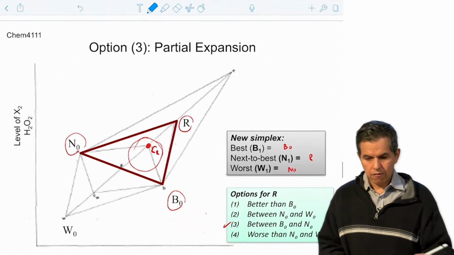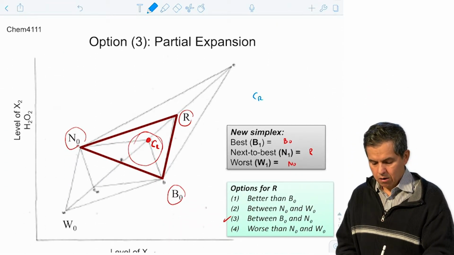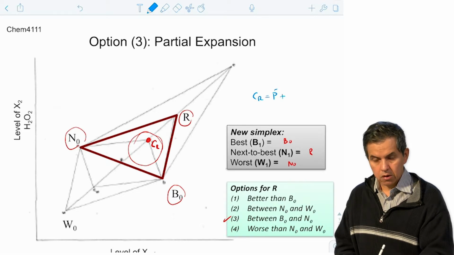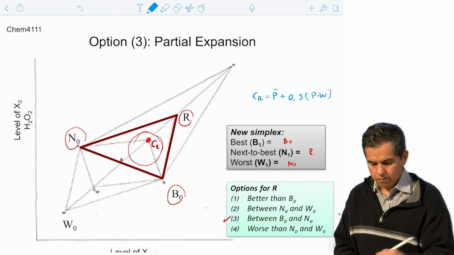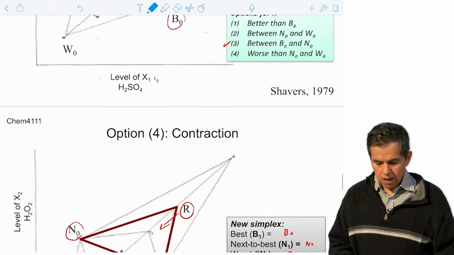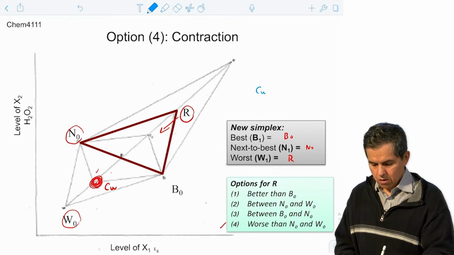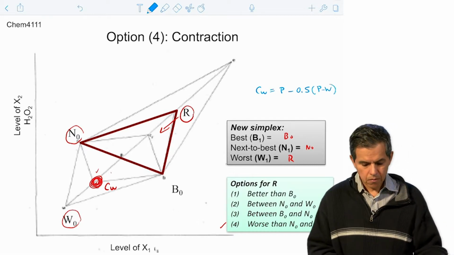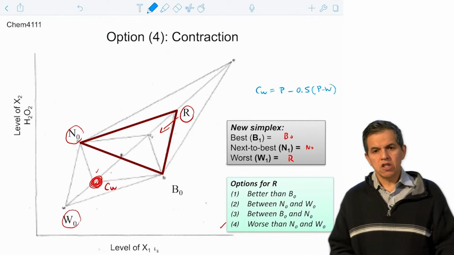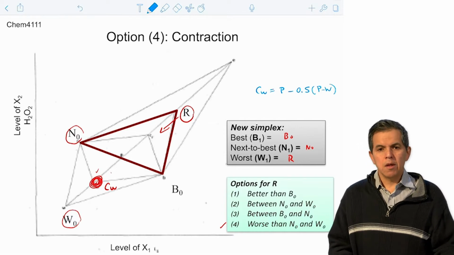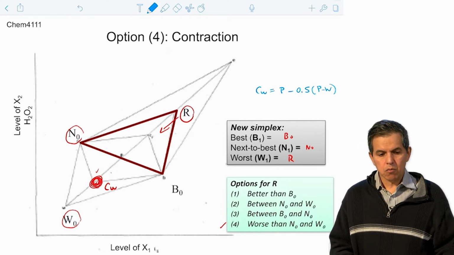And the same thing will apply for this one here. CR is going to be equal to the centroid plus half P minus W. And lastly, for the contraction, the new point is going to be P minus half BW. So these mathematical expressions could be easily worked out if we use an Excel spreadsheet.